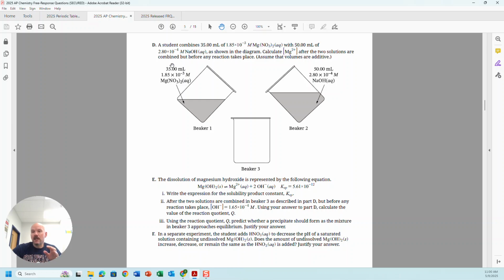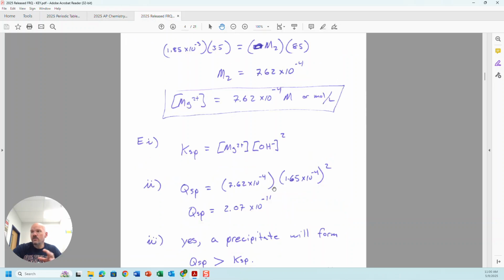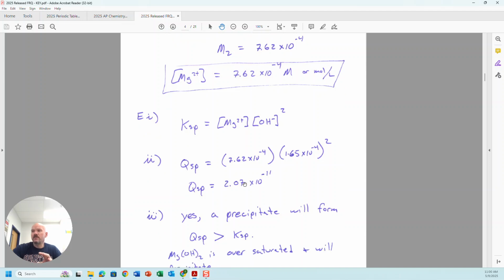We plug them into the KSP expression, but it's a Q calculation because these are our initial concentrations, and we want to figure out, are we at equilibrium, or are we oversaturated, or are we undersaturated? Will we see a precipitate, will we not? Okay, but don't forget, you're going to have to square this when you plug it in the expression because it's the concentration of hydroxide squared, okay? So we plug those numbers in, we get our QSP.